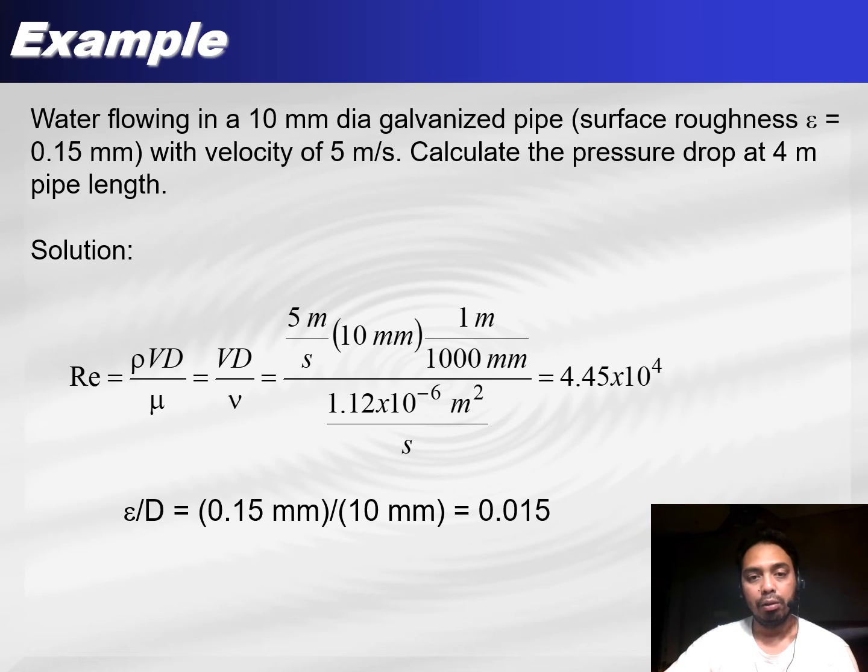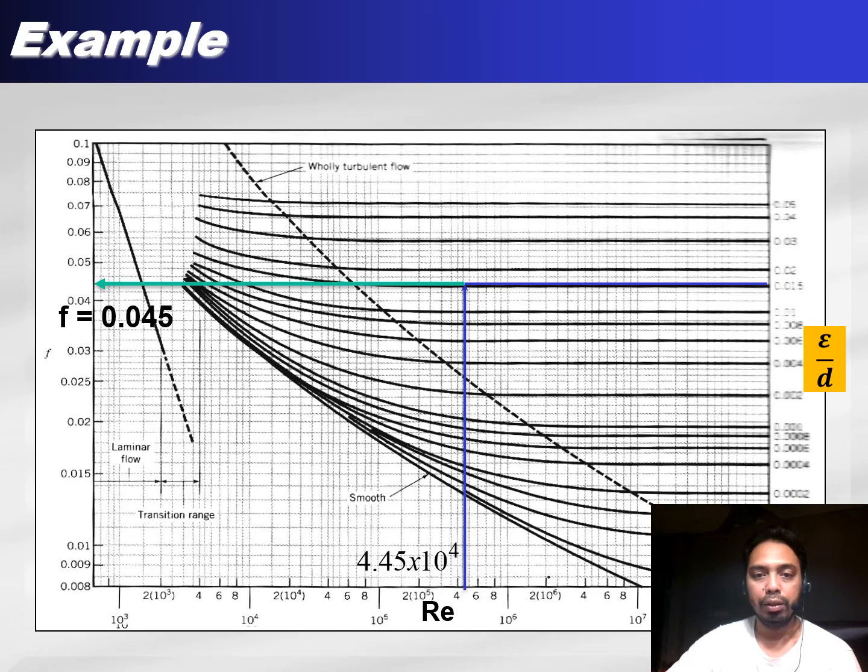The next step is to calculate e over D, the surface roughness divided by the diameter of the pipe. We have 0.015. From the Reynolds number in the previous calculation, we can pull the line up until we cross the line of 0.015 e over D, which is this point. From here we go to the left to find the friction factor, and from our calculation it is obtained as 0.045.